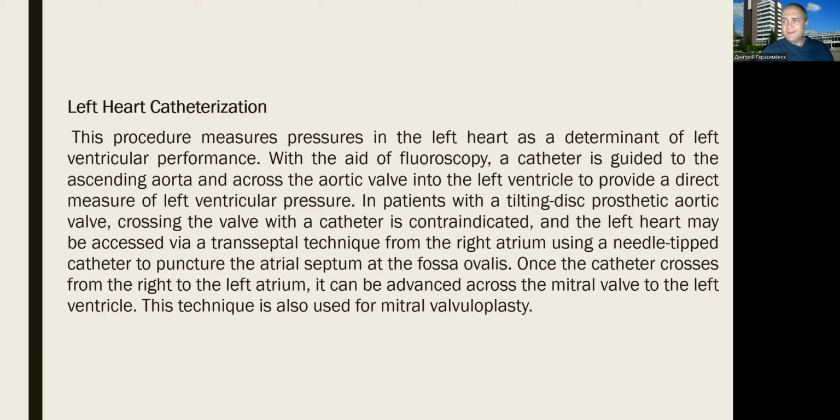In patients with a tilting disc prosthetic aortic valve, crossing the valve with a catheter is contraindicated, and the left heart may be assessed via transseptal technique from the right atrium using a needle-tipped catheter to puncture the atrial septum at the fossa ovalis. Once the catheter crosses from the right to the left atrium, it can be advanced across the mitral valve to the left ventricle. This technique is also used for mitral valvuloplasty.